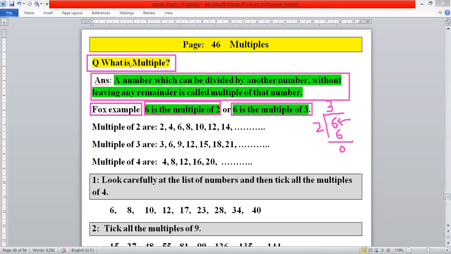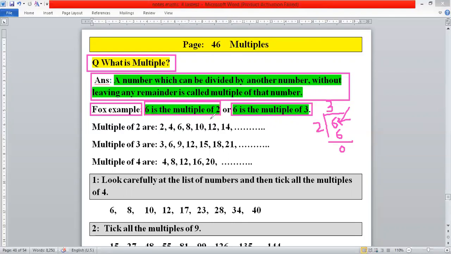So I am repeating the definition of multiple again. A number which can be divided. Suppose the number is 6. This number is dividing by 2. A number which can be divided by another number without leaving any remainder. So there is no remainder. Here remainder is 0. That is why we can say that 6 is the multiple of 2.